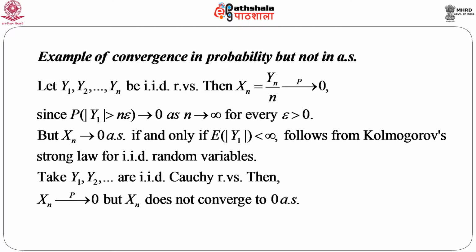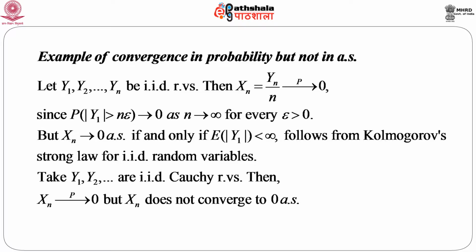So, the next one we will discuss: convergence in probability does not necessarily imply almost sure convergence. So, let us consider a sequence of IID random variables, say Y_1, Y_2 up to Y_n. Then X_n equals Y_n by n converges in probability to 0, which is trivial, because since the Y_i's are IID random variables, the probability that |Y_1| is greater than n epsilon goes to 0 as n goes to infinity for every epsilon greater than 0. So, fixing every positive epsilon.